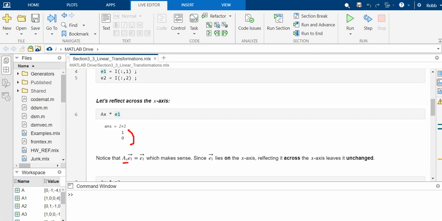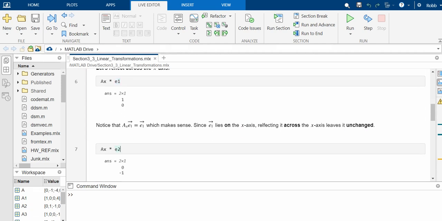Okay, so I take the matrix, multiply times vector E sub 1, and I get vector E sub 1, but that actually makes sense because E1 lies on the x-axis. So if I take a vector that lies on the x-axis and I reflect it across the x-axis, it doesn't move, right? It doesn't change at all because it's sitting on the line we're reflecting across or reflecting through, depending on how you say that. I've heard it said both ways by different mathematicians.